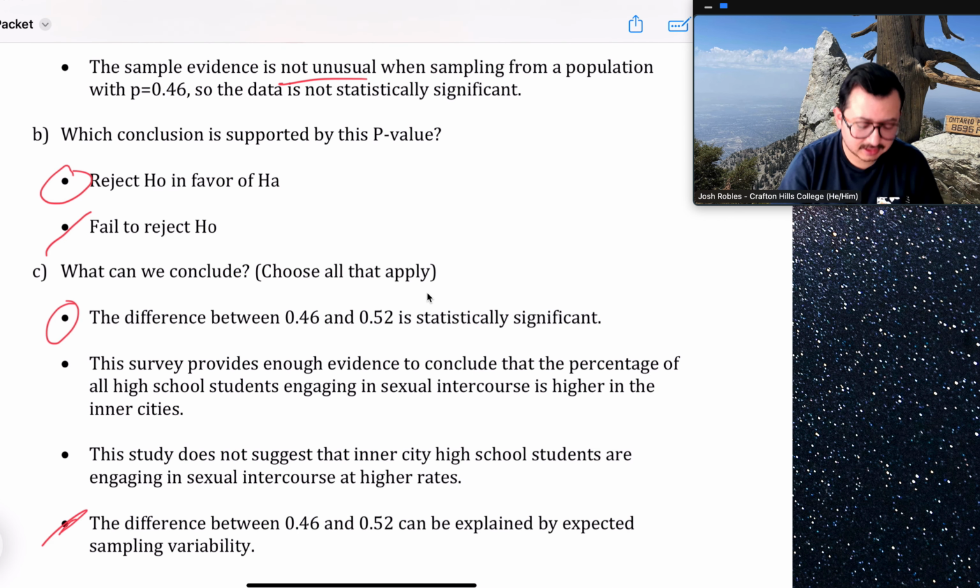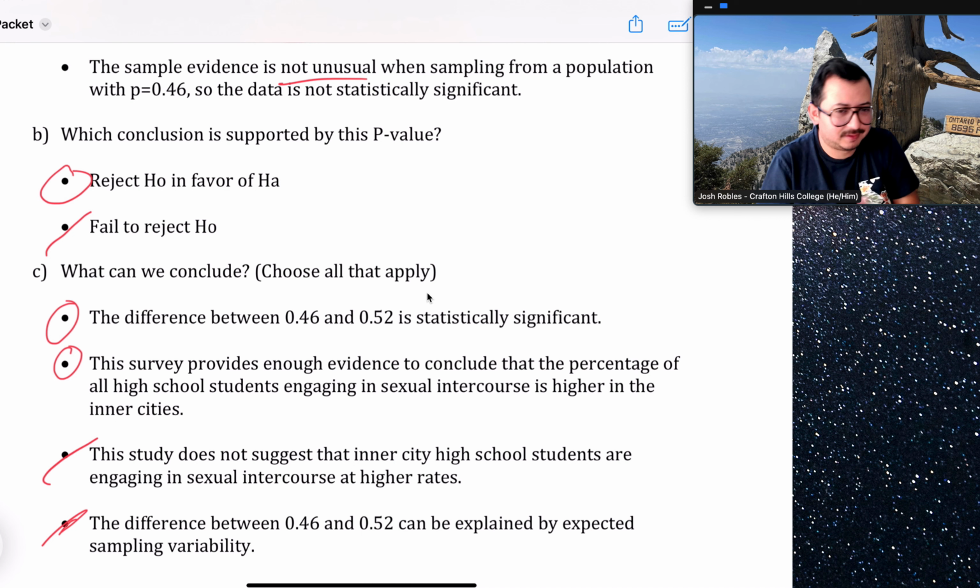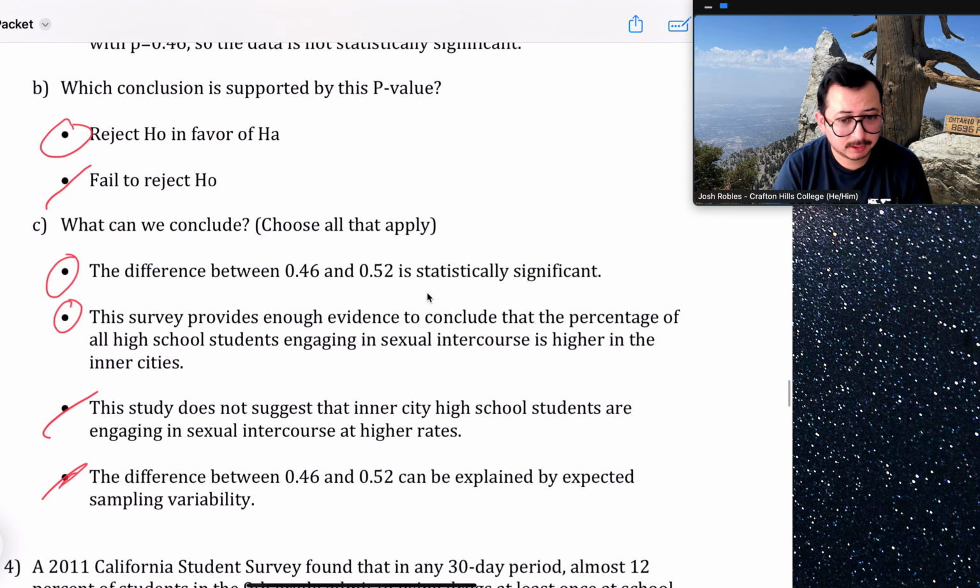The opposite would be that it could be explained by sampling variability. Every time you sample, it's random, but this one is so far away, we don't think it's the randomness that caused this. And then does this provide enough evidence, or does this not suggest that high school students are engaging in sexual intercourse at higher rates? This provides enough evidence. In the court cases the person is guilty. We don't have that phrasing here, but we have this result as being statistically significant.